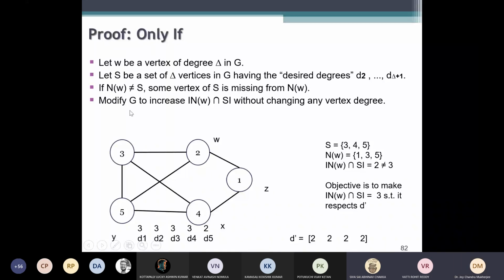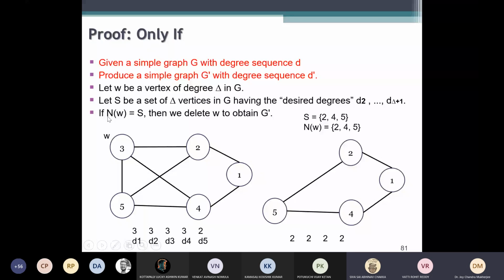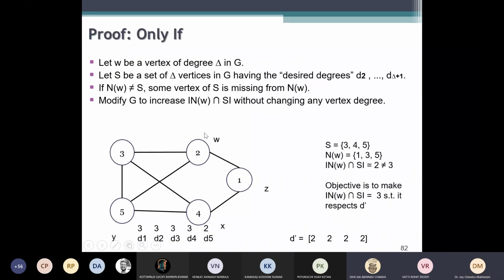But now you see that in the earlier case, the neighbor of W was equal to S. Here in this case, the neighbor of W does not equal S, because 3 is a neighbor of 2, 5 is a neighbor of 2, but 4 is not a neighbor of 2. So if N(W) equals S, we are done. If N(W) equals S, then we delete W to get G prime, as happened in that case. But we do not know which vertex to choose as W. Suppose I choose this vertex as W.